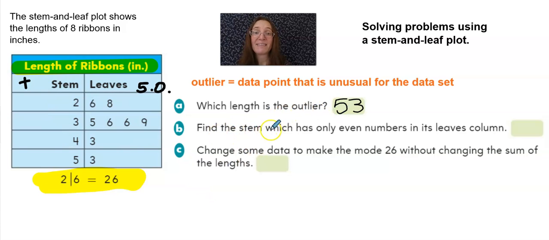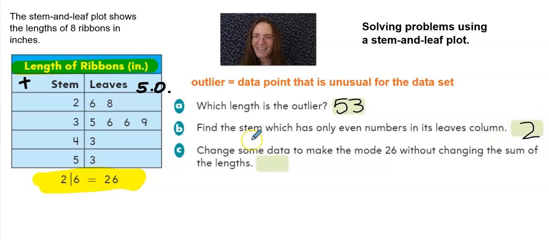We also need to find the stem which has only even numbers in its leaves column. Well, let's see. The stem 2 for 20 has 6 and 8. The stem 3 has 5, so that's not all even. 3 is not even, and another 3 is not even. So I would say that the stem is 2 for the 20s.